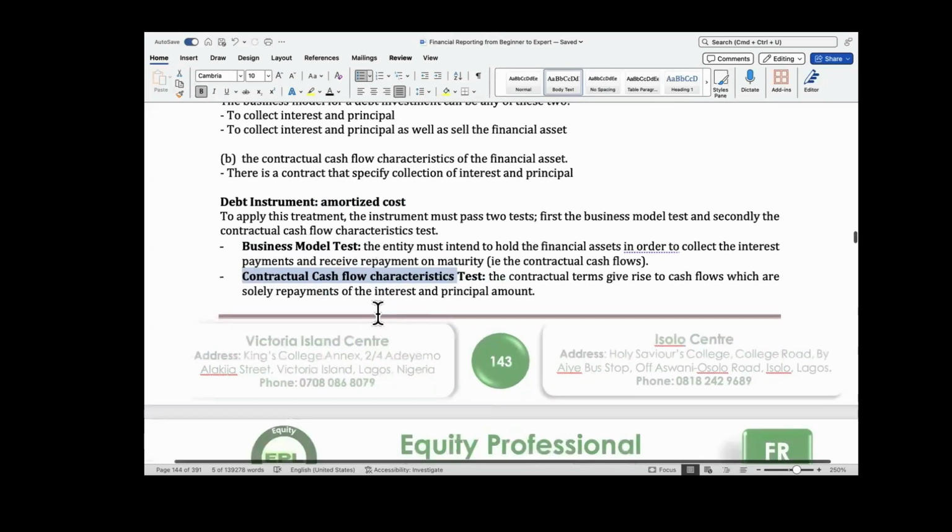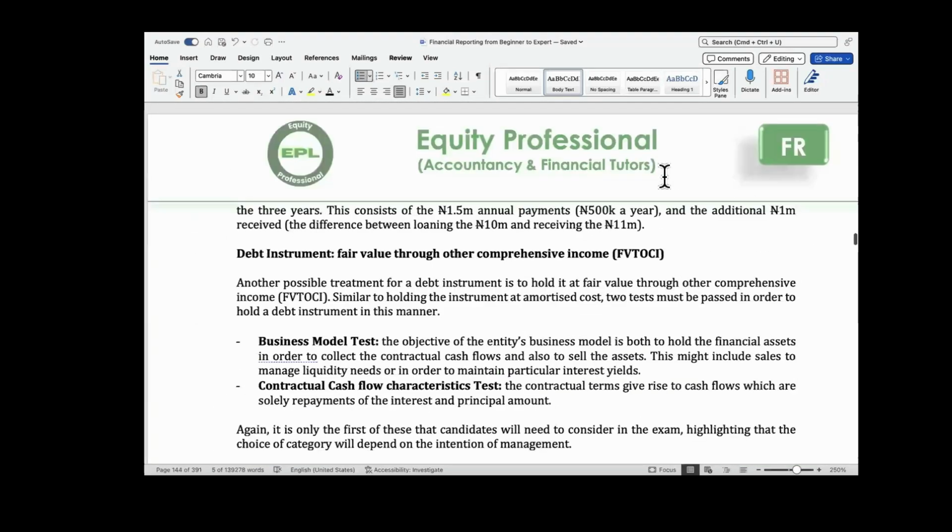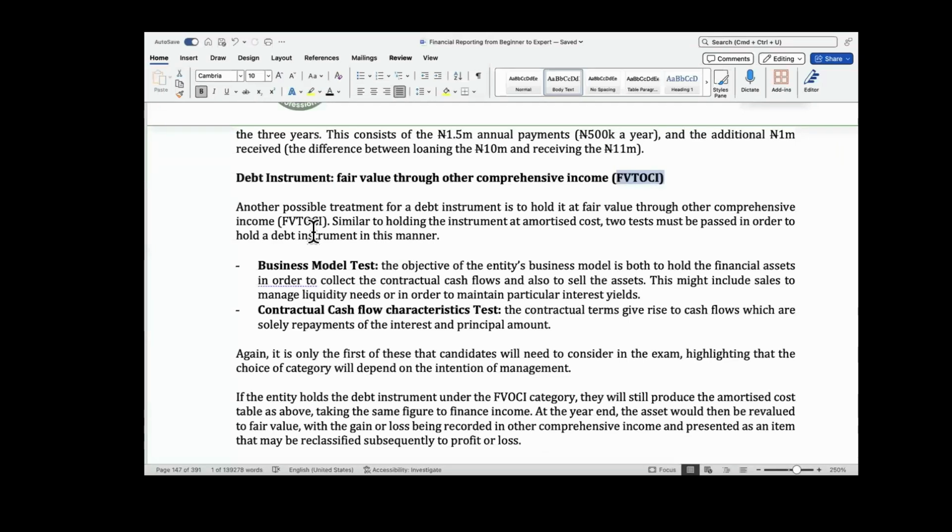So what about fair value through OCI? You will classify at fair value through OCI if your business model is that you want to collect contractual cash flows, that is interest and principal, as well as sell. If you also have the intention of selling, then you are going to classify that debt investment at fair value through OCI. If the intention of selling crosses your mind. Okay.